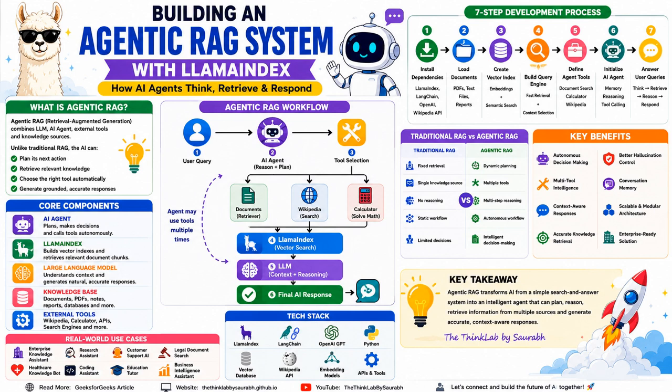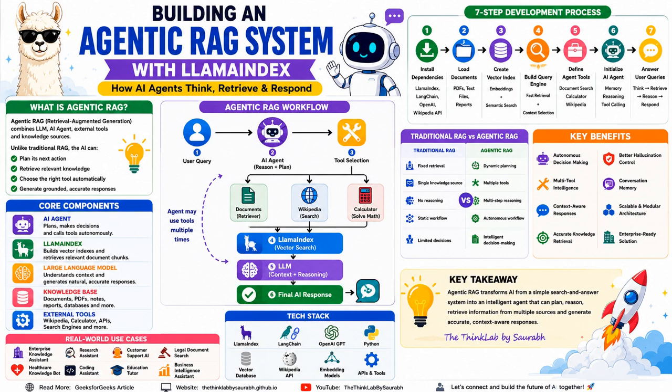Now we are moving to step three, that is tool selection. The next step is selecting the right tools. For example, if information exists inside the company documents, the agent searches those documents. If it needs public knowledge, it searches Wikipedia. If a mathematical calculation is required, it calls a calculator. If an API is available, it can even call external services. Unlike traditional RAG, agentic RAG is not limited to a single knowledge source.